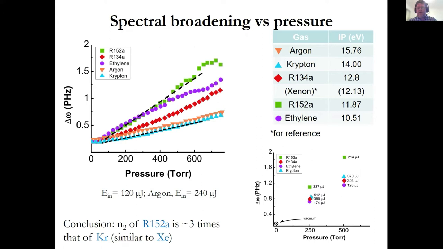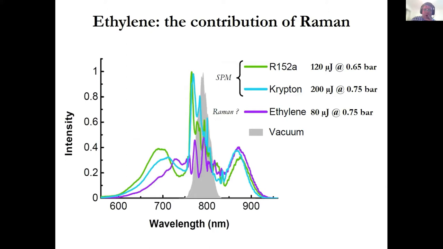But while doing this work, I thought, well, there are other molecules with lower ionization potential, so this should work even better to broaden low energy pulses. And so we tried ethylene. But then with ethylene, to our surprise, the spectra doesn't broaden towards the blue. So you see here the curve in magenta, this is the spectra for ethylene. We see the same broadening to the red, but we see a suppression of the broadening to the blue.